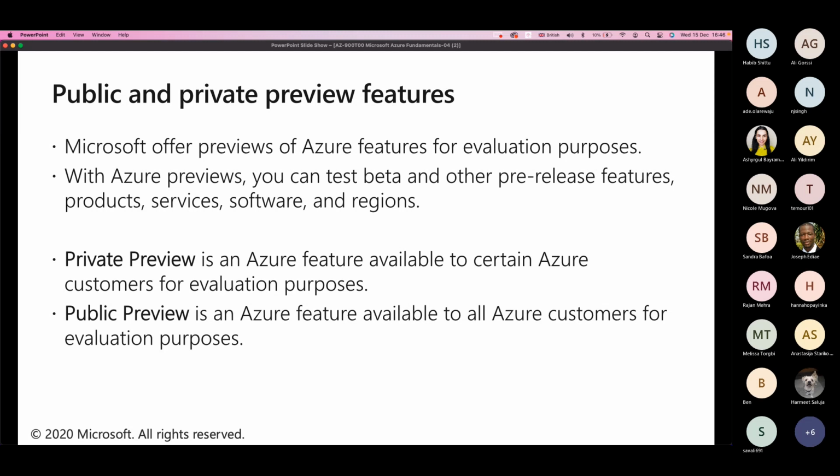A public preview is an Azure feature available to all customers for evaluation purposes. So you create an application or a piece of software or something you do. You do a public preview, where you see what it looks like to everyone, but it will be up essentially to the private preview.